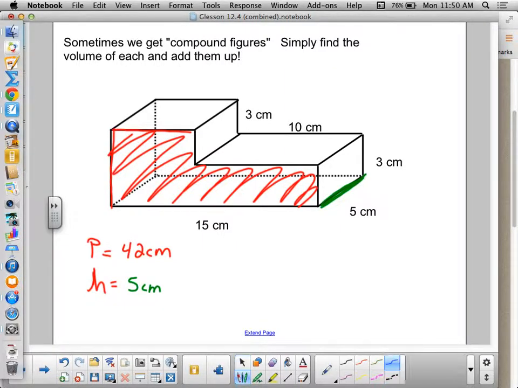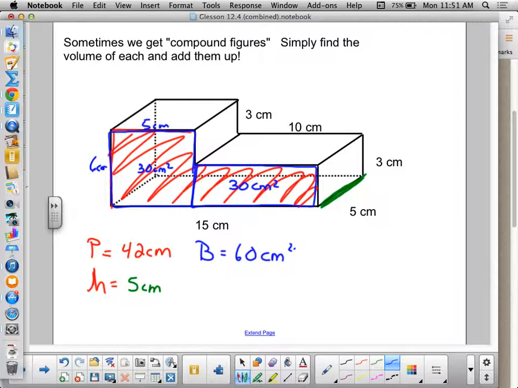Base area, now this is a little tricky, but we can get this. To find the base area, I'm going to simply divide this for a second and add them up. I'm going to put this little line in here. Say, okay, what's the area of this rectangle and what's the area of this rectangle? Well, this rectangle is 5 centimeters by 6 centimeters, so that's 30, right? And this rectangle is going to be 10 centimeters by 3 centimeters, so that's also 30 centimeters squared. So my base area is 60 centimeters squared.